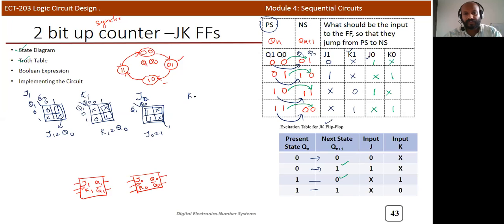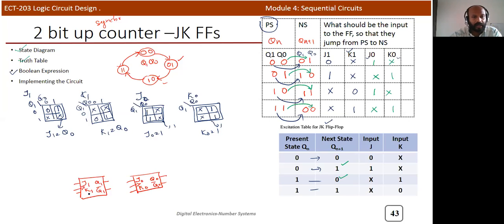And now we need to design K0. If we take K0, again Q1, Q0, the K0 values are don't care, 1, don't care, 1. Again, you can group all these values, so it's 1. K0 is also equal to 1. So now we got the Boolean expression. Now we need to implement the circuit.